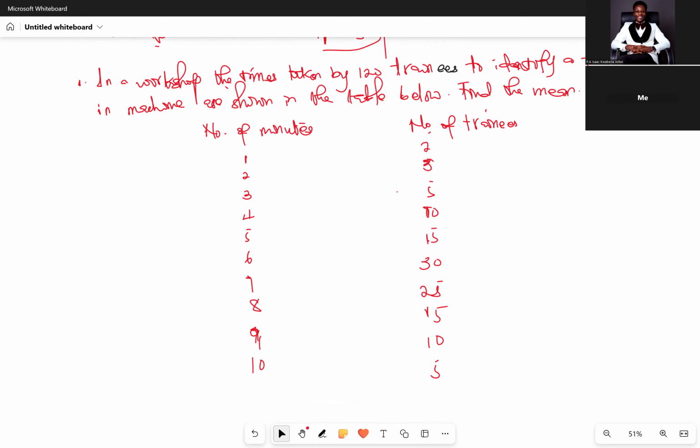Now, with statistics, you must prioritize, or you must make it a goal, to understand the question. You have to understand the question.